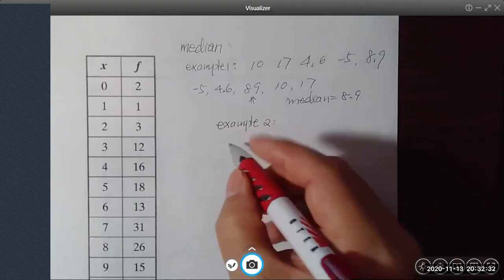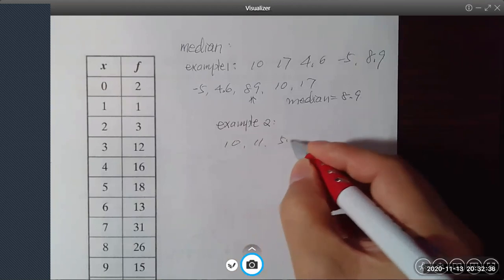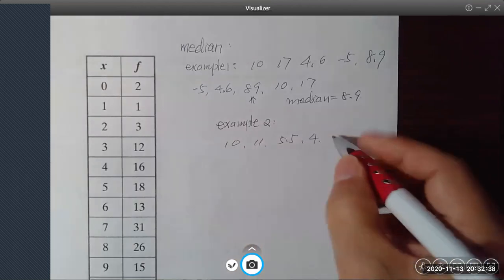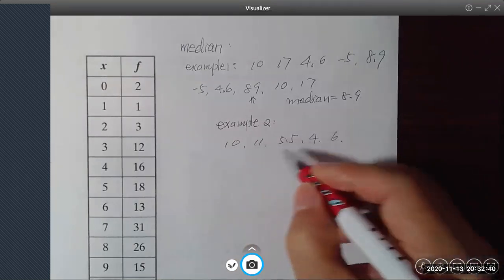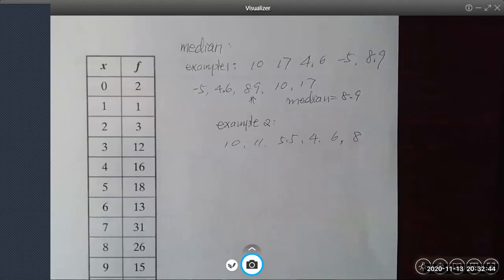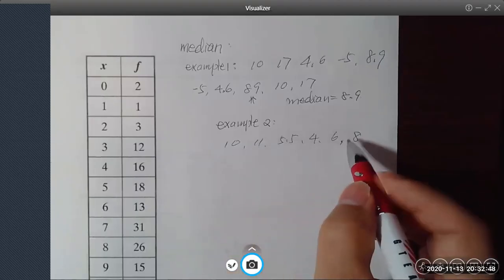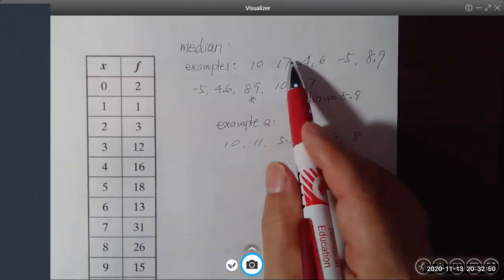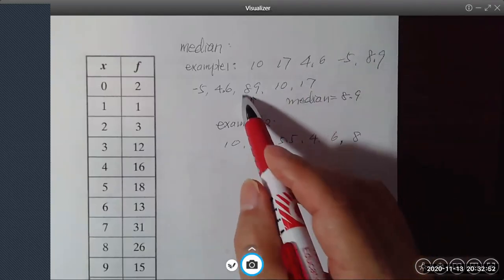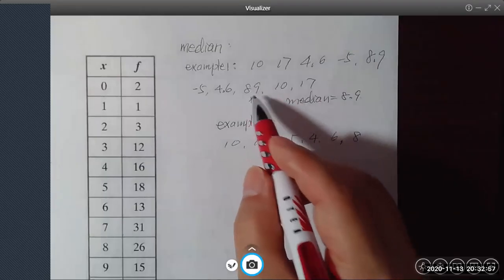This is our data set. I have 10, 11, 5.5, 4, and 6. That's 1, 2, 3, 4, 5. Let's get one more number, let's say 8. This time we have 6 numbers. Before we had 5, so this is the odd number of numbers. You only have one median, which is the middle. You have one number in the middle, so that's our median.